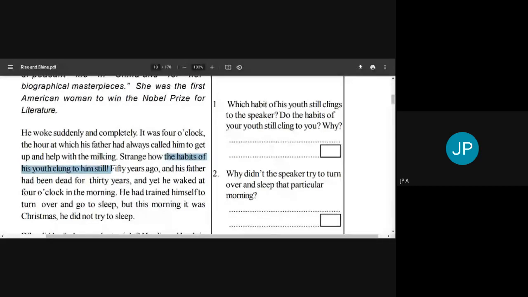But he has trained himself to go to sleep even after that by turning over. But today, because it is Christmas, he doesn't like to sleep because he is remembering. He is going back to his younger days to remember what happened in his childhood. So that is what he is going to do. He is going to remember. So he is remembering his childhood. Let us see what he remembers of his childhood.